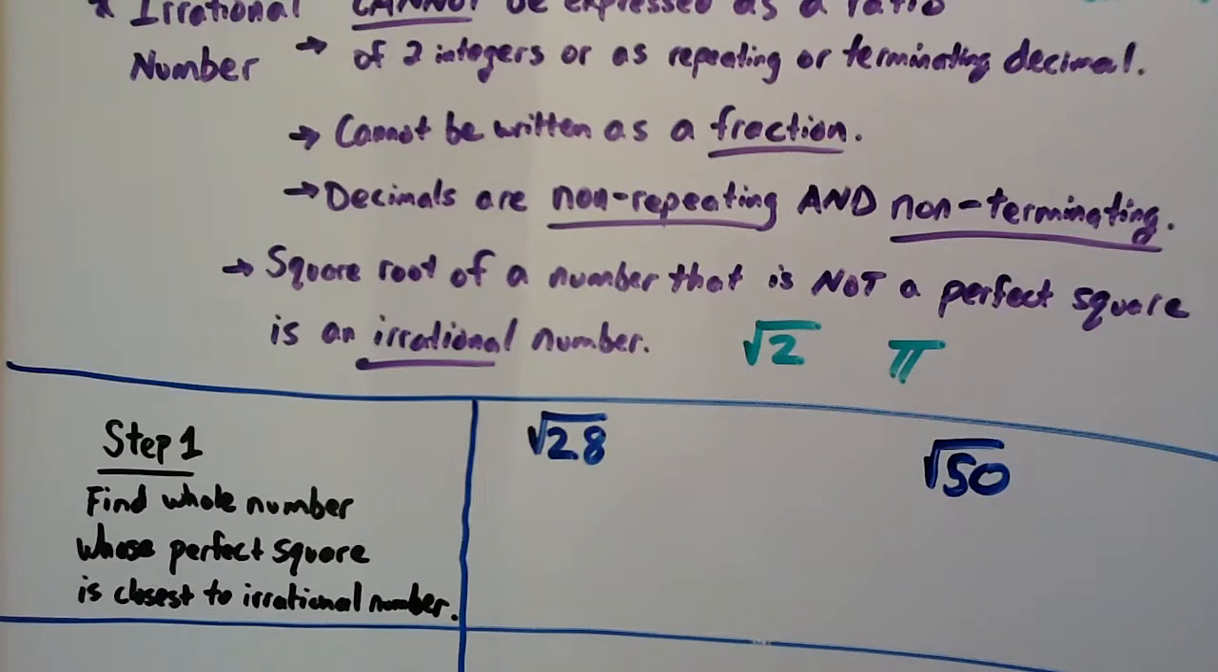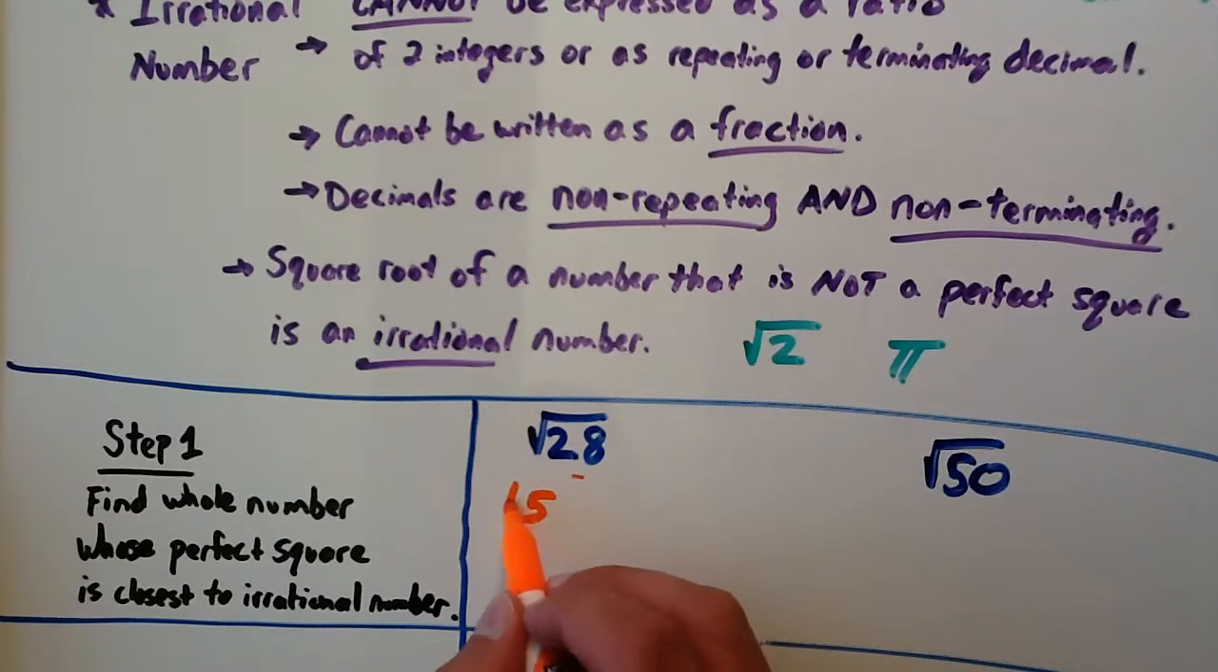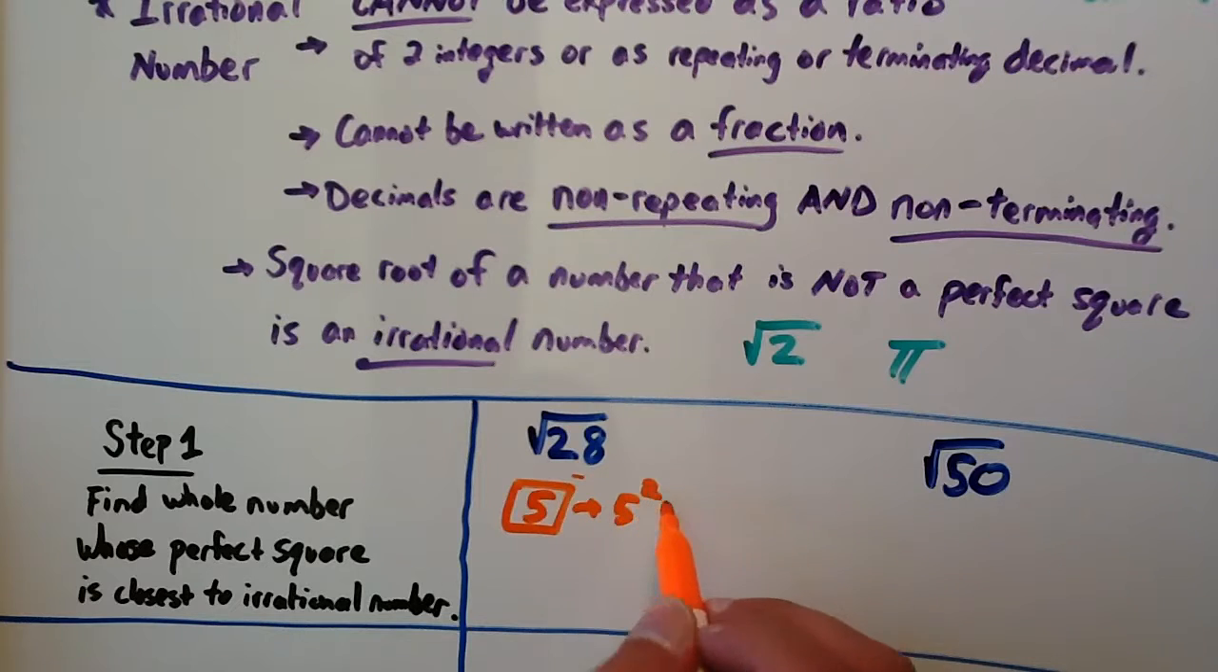So step 1, find the whole number whose perfect square is the closest to this irrational number. So look at the number inside the radical, inside the square root. That is the number 28. What perfect square is closest to 28? Well, you could say 25, right? If you take 5 and square it, 5 squared gives you 25. The next perfect square would be 36, and 36 is not as close as 25 is to 28. So the closest whole number, the closest perfect square to 28 would be 25.